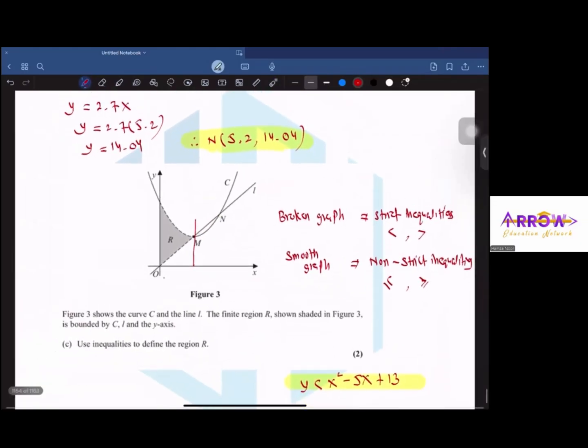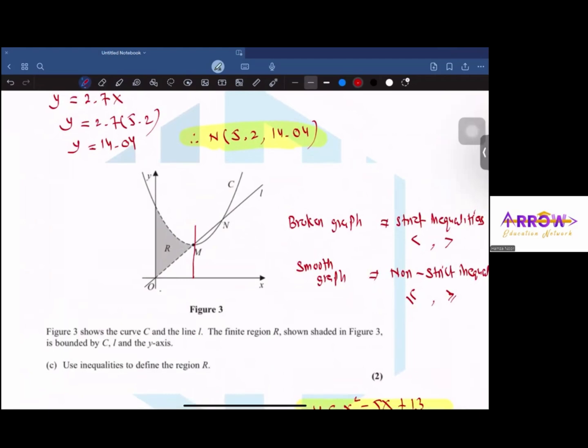Okay. And the x coordinate of M is basically 2.5. However, we can also see that the corner of the region R, or you can say the vertex of the region R, is point M, and the curve and the line are not included in the region because they have a broken graph. So x equals 2.5 should also be treated the same way.